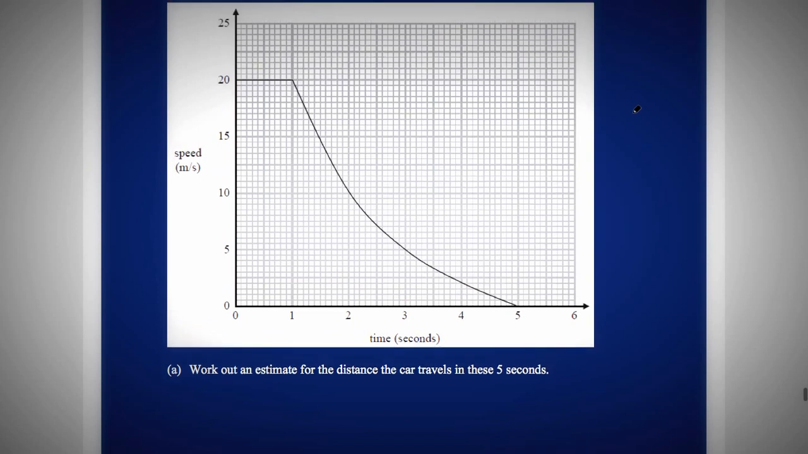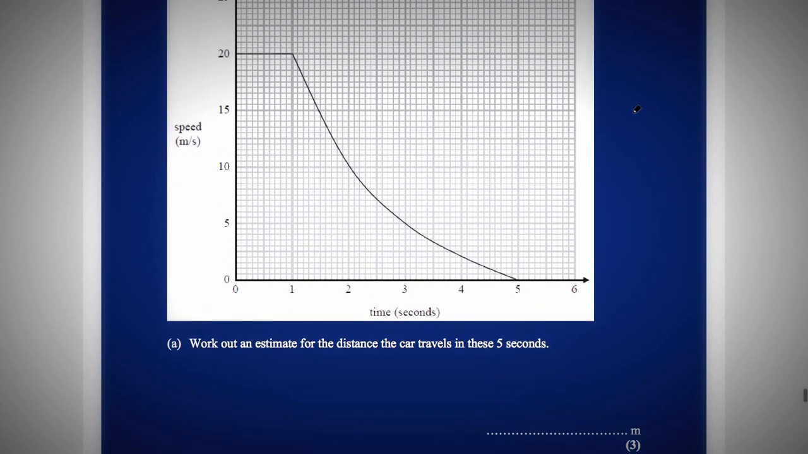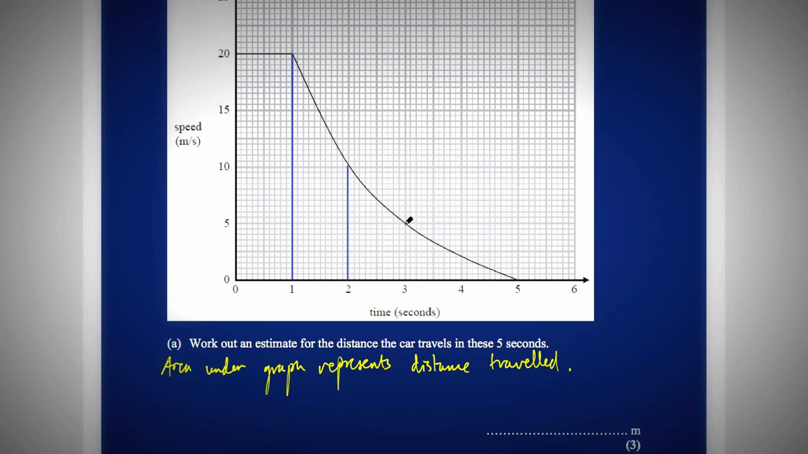Work out an estimate for the distance the car travels in these 3 seconds. So in a speed time graph, the area under the graph represents distance travelled. And I'm going to estimate that using trapezia and a rectangle. So my first region that I will use is a rectangle followed by 5 trapezia.